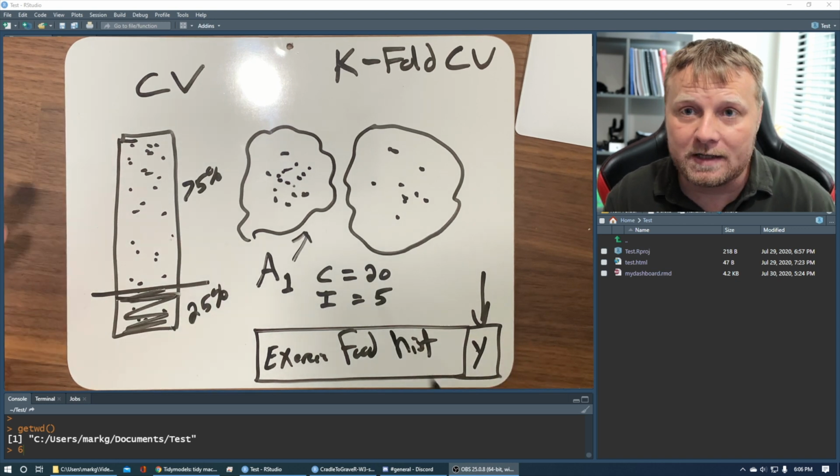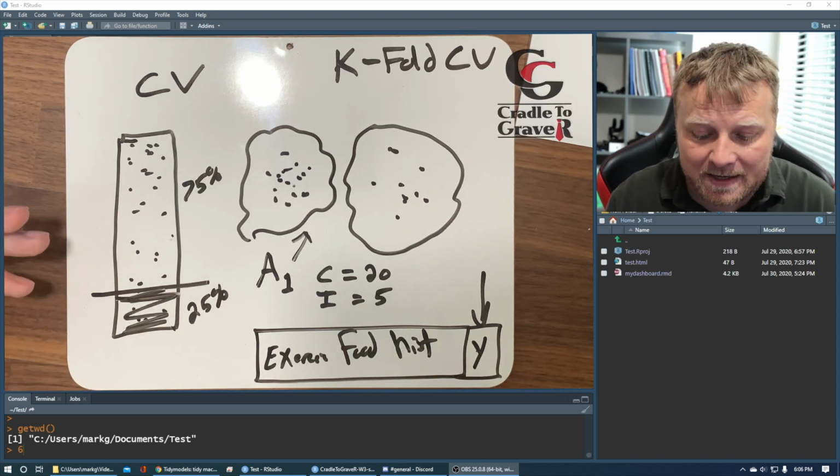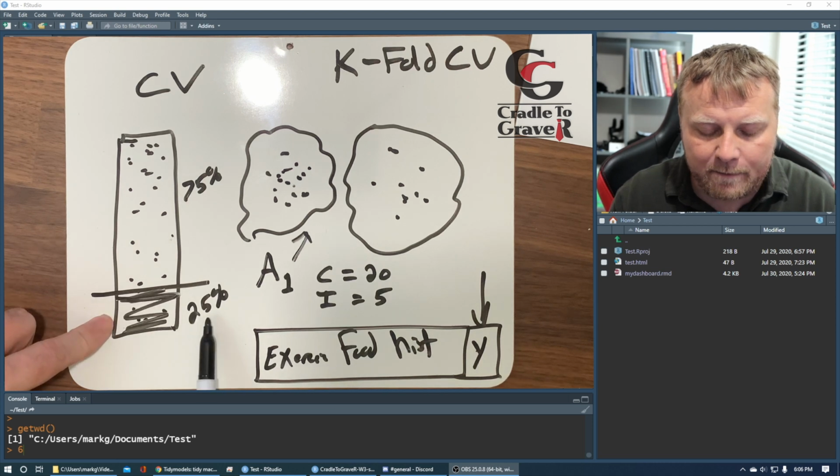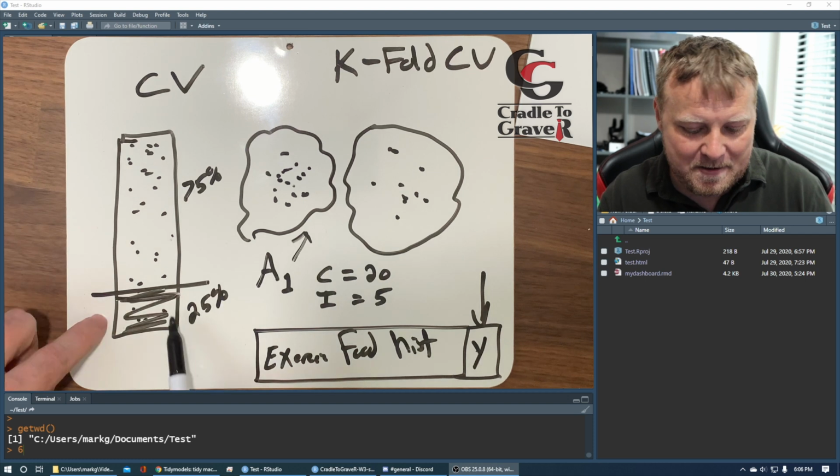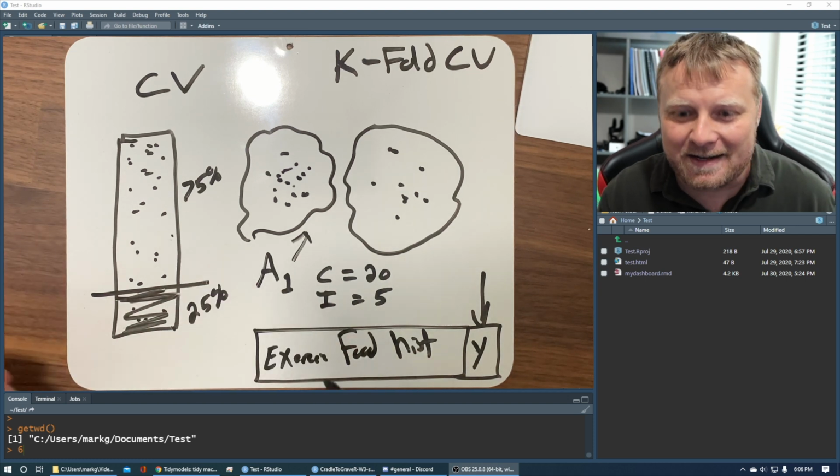Now, cross-validation. What that means is, I don't always use this 25% down here, because what if that 25% was just a particular special case that happened to be near each other in this data set, right?